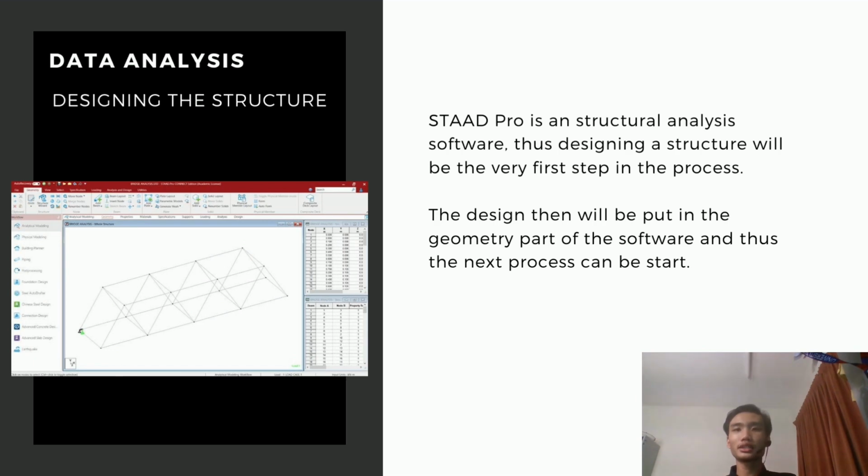So this part is the data analysis part, and the first aspect is designing the structure. Staad Pro is a structural analysis software, so we need a design of a structure before we can do anything that involves the simulation. After picking the structure, we can build the structure in the geometry part of the software, and thus the next process, which is the material properties process, will be done.